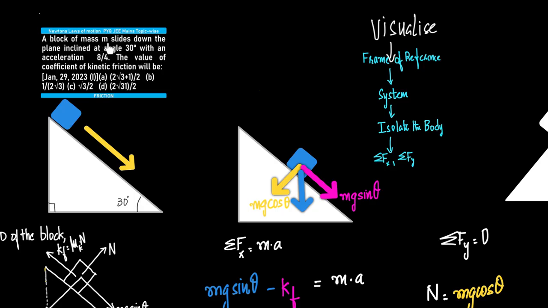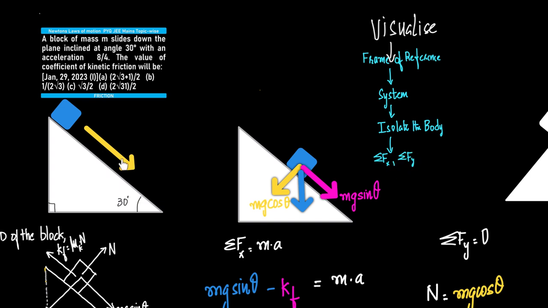A block of mass m slides down the plane at an angle 30 degree with acceleration g by 4, my bad, g by 4. The value of coefficient of kinetic friction will be. So the flow chart, as usual, to assume this problem, what would that be? We'll visualize the concept, the question. We will set the frame of reference, identify the system, isolate the body, and then go for sigma fx and sigma fy and find out the unknown.